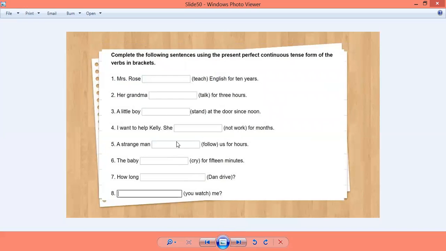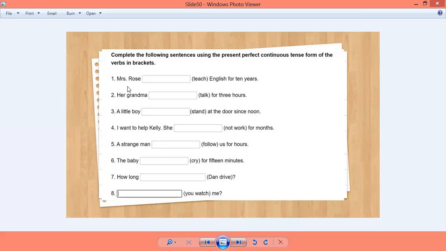All right, we have reached our exercises. What you are supposed to do? Complete the following sentences using the present perfect continuous tense form of the verbs in the bracket. Bracket में एक verb दिया है, उसको present perfect continuous tense form में convert करके आपको sentence complete करना है. All right, so I will solve the first one for you, and the rest of the 7 you will have to solve on your own.